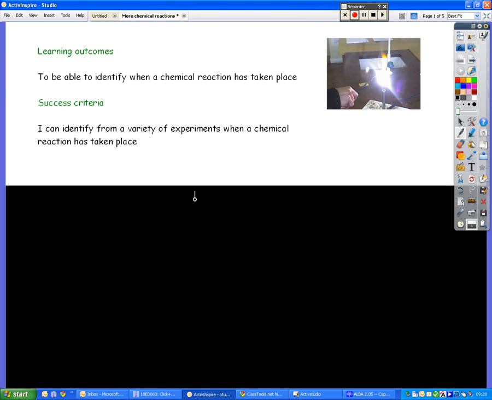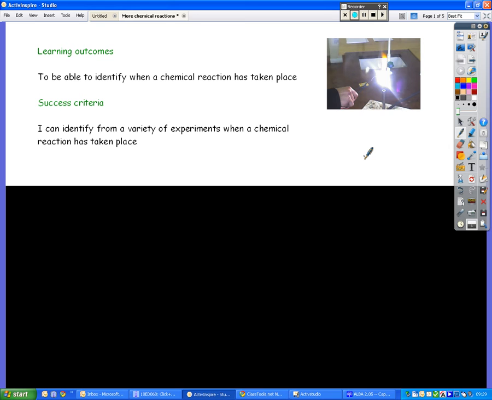So we're looking today to be able to identify when a chemical reaction is taking place. What we'd done before was some experiments where, for example, we'd burn magnesium, and when you add heat to it, there's an energy change and light is produced. So that's one way that we can tell a chemical reaction has happened.